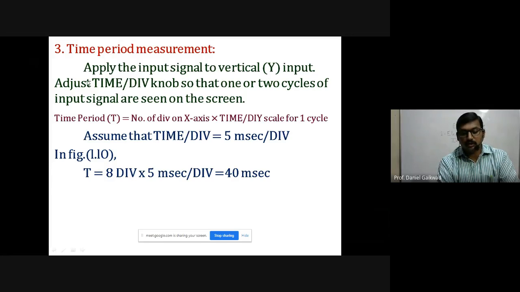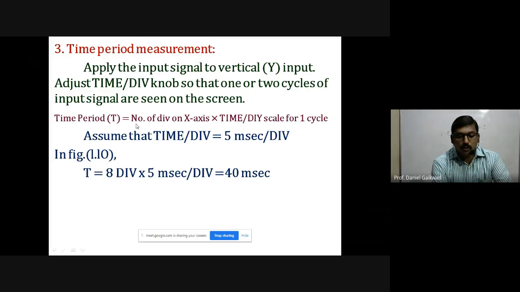Now check carefully. We set the time per division so that one or two cycles, crest, trough, crest, trough, are seen. This will form one cycle of the wave. So we set either one cycle or two cycles. Suppose we select two cycles of input on the screen. In that case, we have to measure the time period by the following formula.